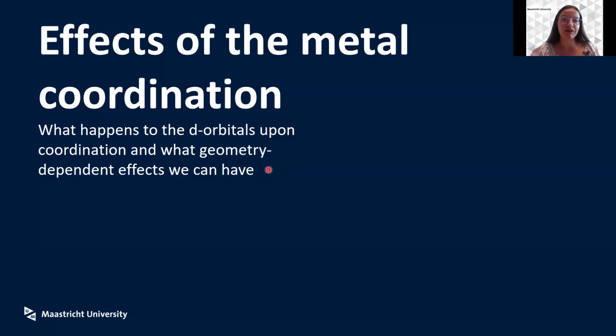So far, we've been talking about what bonds to them, but then the question would be what happens to them. So in this section, we are going to see all of the effects of the coordination on the metal and what are the effects that are then geometry dependent that follow that.